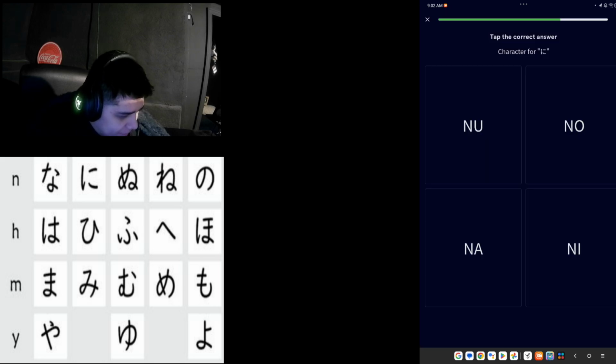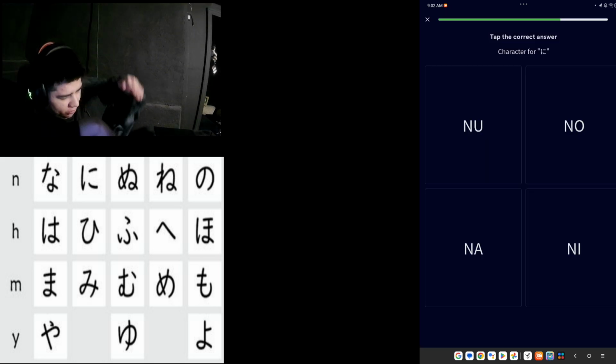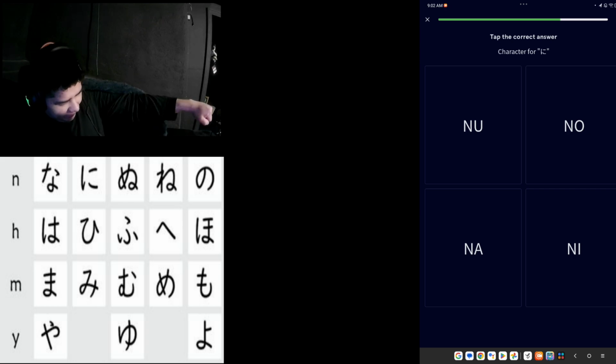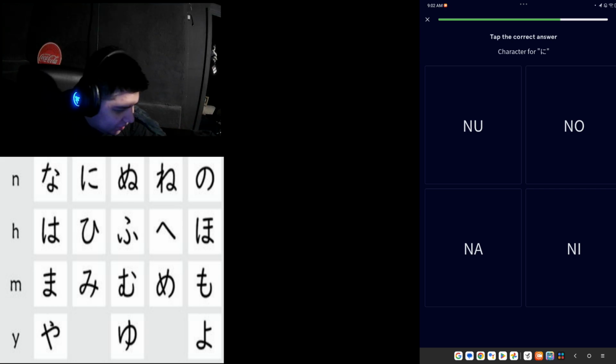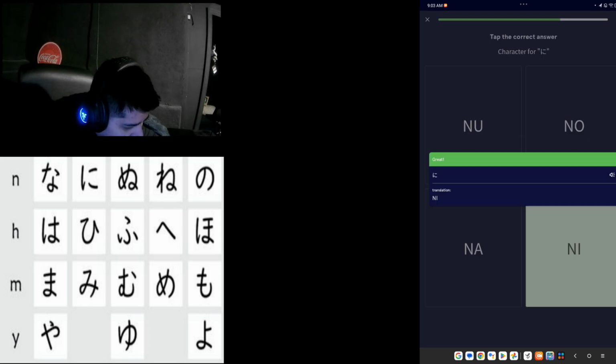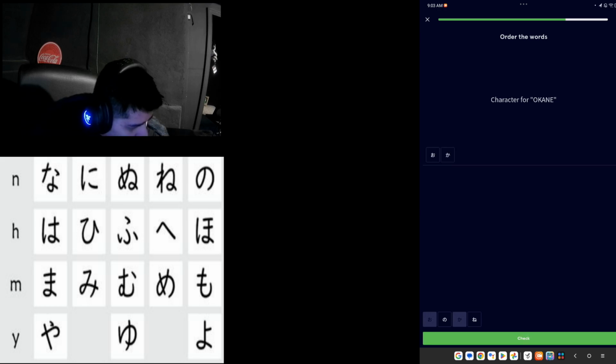And then ni. This one just looks like a person standing, right? And then they have their hand out, and that's their leg. So that's the knee. That's how I see this one. Might not make any sense to anyone, but it makes sense to me. So maybe it helps somebody out there.